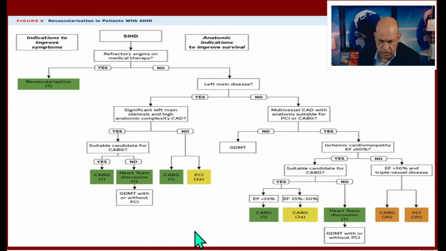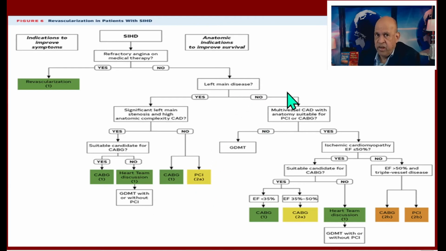Let's move on. This is a very complex slide, but let's see if we can simplify it. SIHD. Somebody is having refractory angina on medical therapy. If they are having refractory angina, revascularization. If they are not having refractory angina, now we have to decide, does this patient have left main coronary artery disease? If so, then we have to look at the anatomic complexity. If it is suitable for CABG, then you proceed with CABG, and if not, you can look at medical treatment or PCI. If the anatomy is not suitable, the complexity is not suitable, then coronary artery bypass surgery, or a second 2A indication would be PCI.